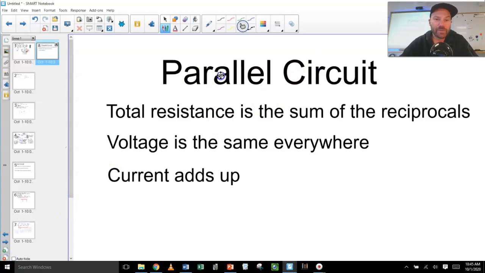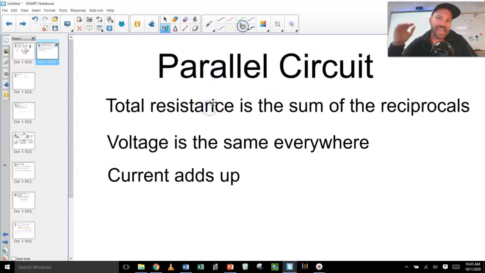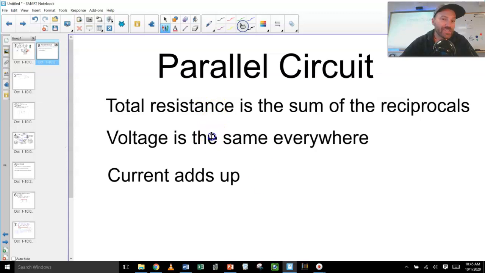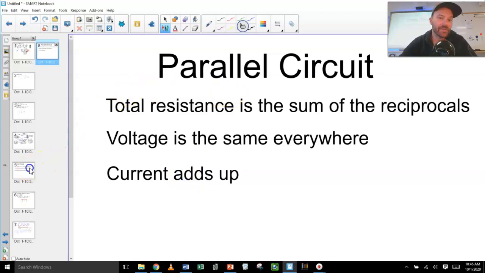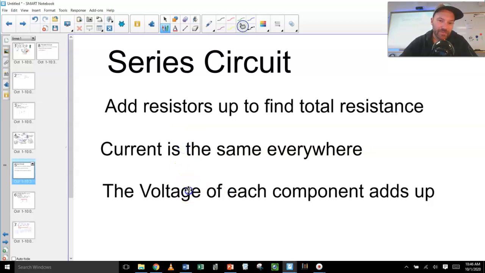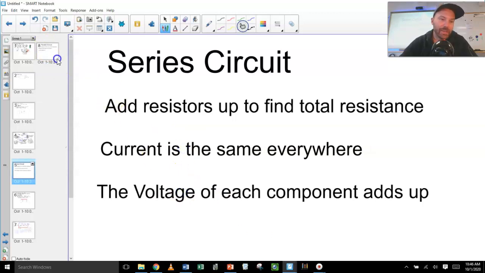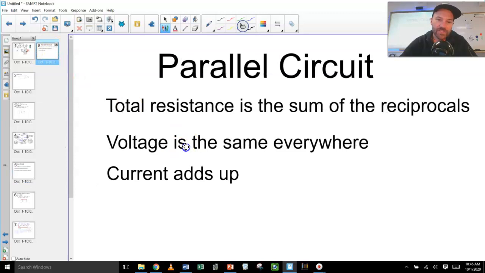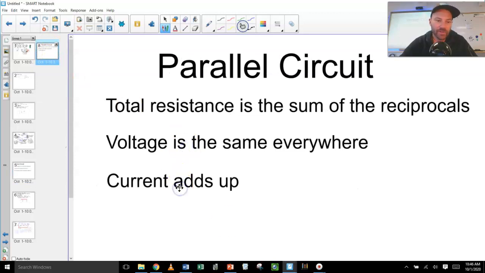Let's summarize. To summarize a parallel circuit, you don't just add up the resistors. You have to take 1 over the first one, plus 1 over the second one, plus 1 over the third one. The voltage is the same everywhere, and the current adds up. This is exactly opposite of a series circuit. The current was the same everywhere, and the voltage added up. But in a parallel circuit, the voltage is the same everywhere, and the current adds up.